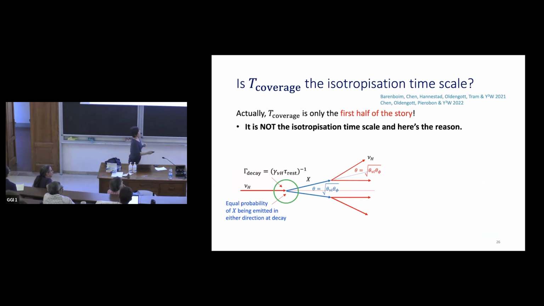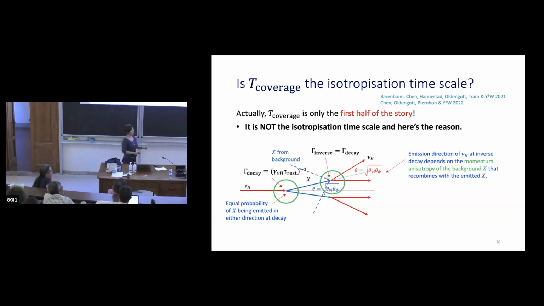And the punchline is that it is not the isotropization timescale, and here's the reason. So here we have the same schematic again. You have the new H that is decaying. And since it's a decay process, whether the X particle goes this way or this way, the probability is equal. It's just totally random. But then you move on to this stage where the X particle recombines with something from the background. And here's the tricky part.